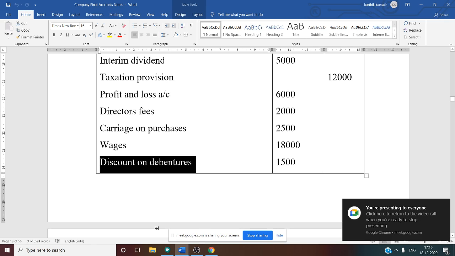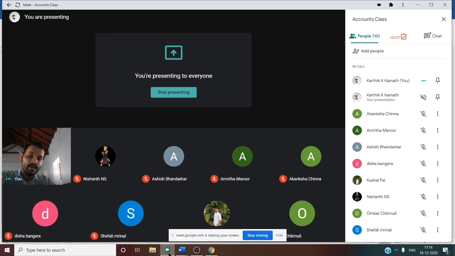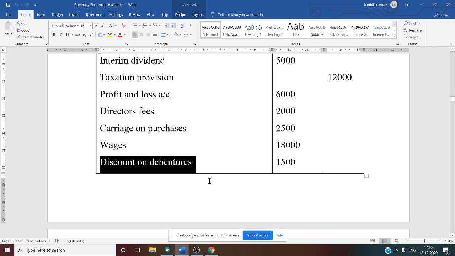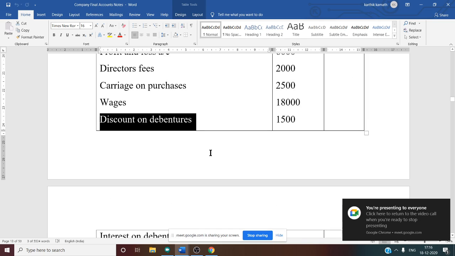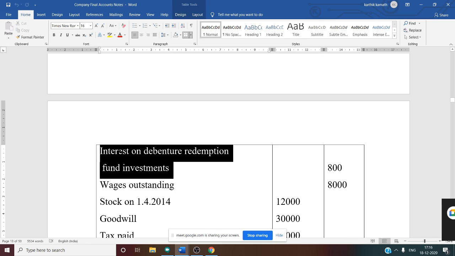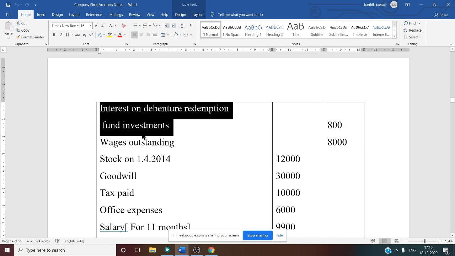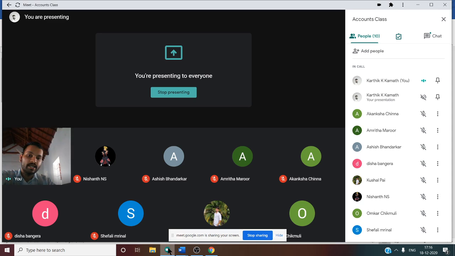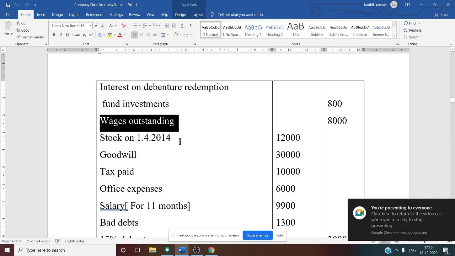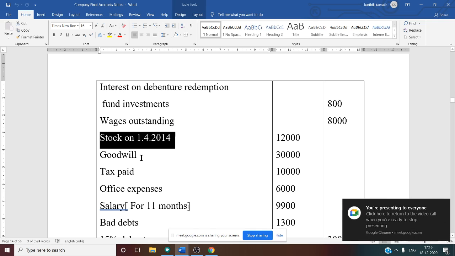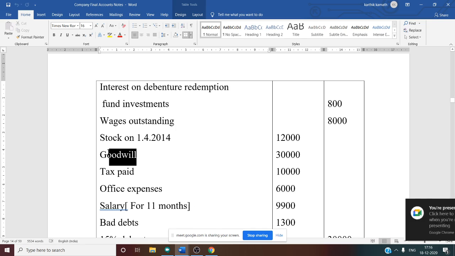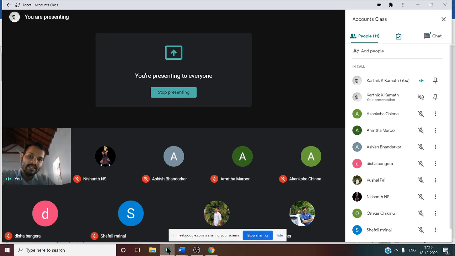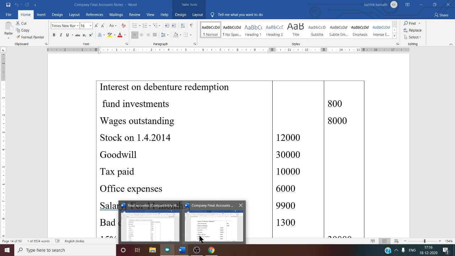Discount on debenture is working note number 21, other current asset. Other current asset, there you have to show discount on debenture. Again, you have to see whether any adjustment is given. Then interest on debenture redemption fund investment, again a fund category item, working note number 2. Wages outstanding, you can say it is other current liability. Other current liability, working note number 9. Then opening stock information, that is changes in inventory, working note number 26. Then goodwill. What about goodwill? Goodwill is a fixed asset, that is an intangible asset, and we are going to show it under fixed asset. That is why it is working note number 11.